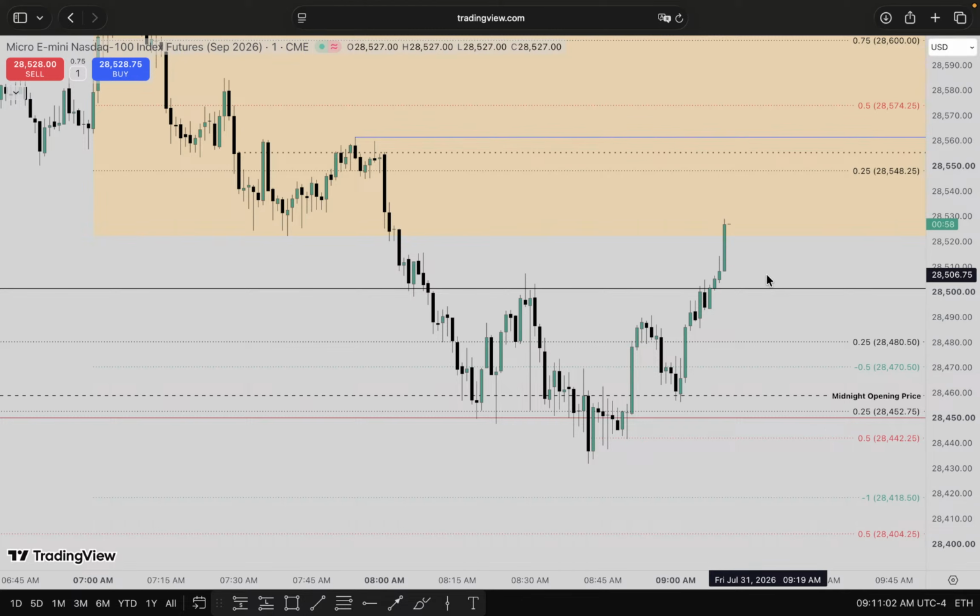Bro, what is all these ads? And they unskippable. Three ads, bro. Unskippable.